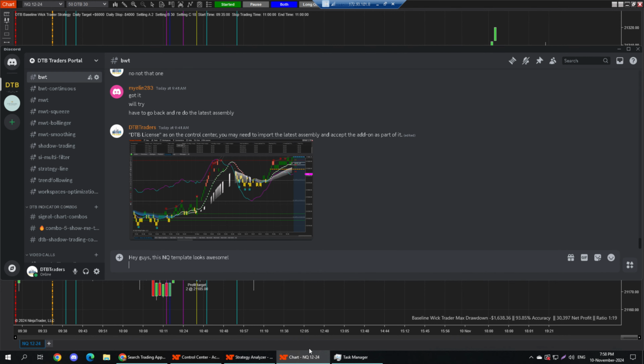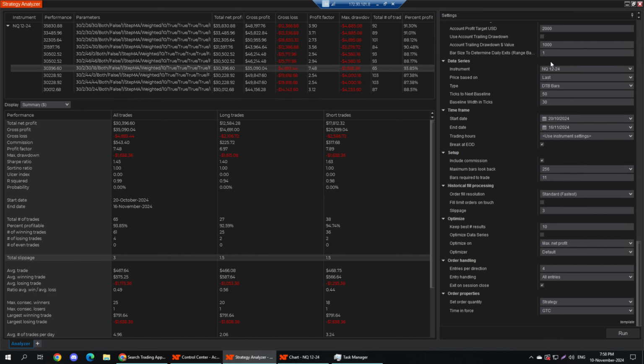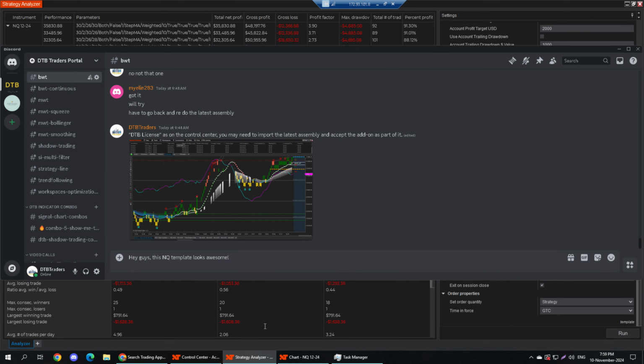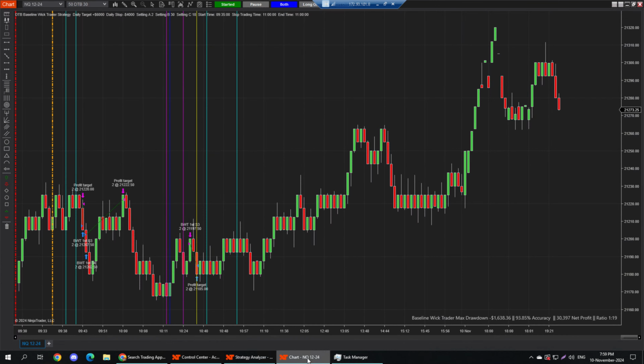Then you go to your strategy analyzer and take a screenshot of this. When you take a screenshot, try to get the NQ, the bar size, the date, and everything. So just take a screenshot like this, copy that, and go over here and share the optimization. It's also a good idea to share the screenshot of the chart.